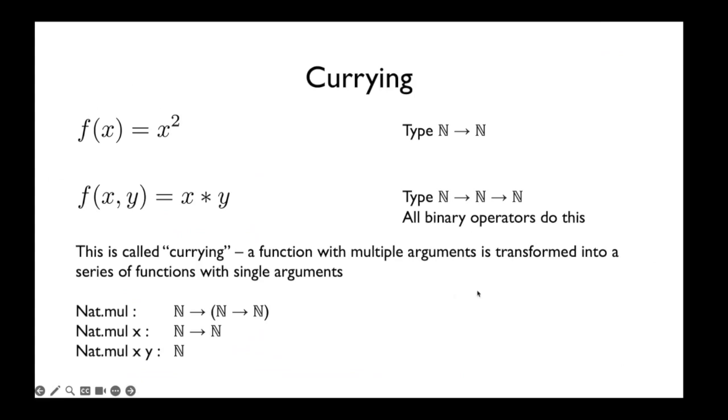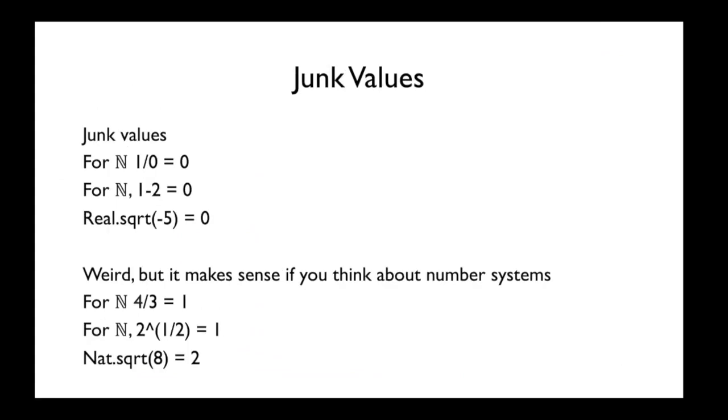That will help understand the calculus proofs that we bring up shortly. Okay. The other part of this, and this is related to that division by zero question, is these are called junk values. So for the natural numbers, 1 divided by 0 is defined as 0 instead of defined as not a number.